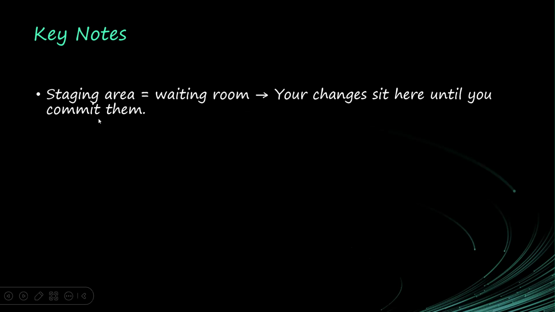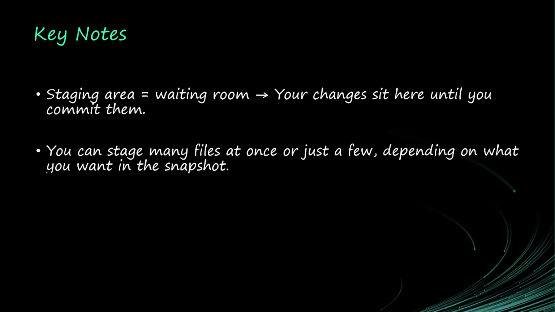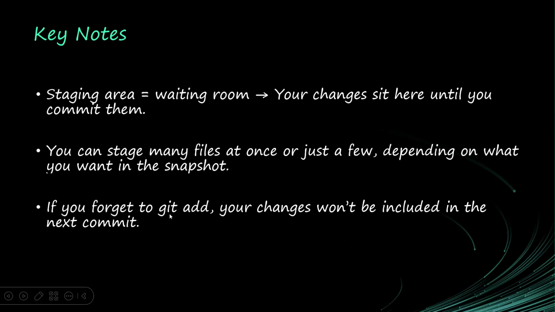So this file now will sit on this staging area until we make a commit. All right, so you can stage many files at once or just a few, depending on what you want in the snapshot. If you forget to git add, your changes won't be included in the next commit. So if you don't stage any changes that you have made to a file, that change will not be committed the next time you run your git commit command.